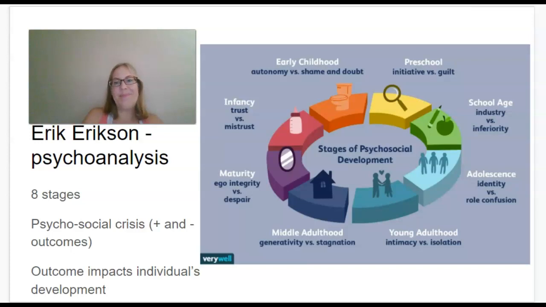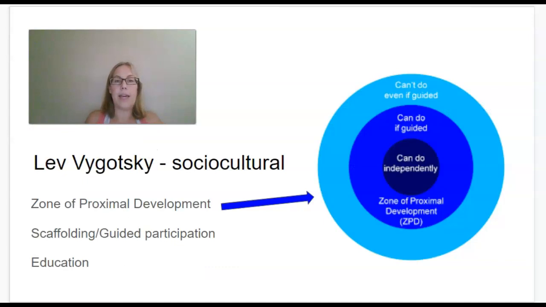Adolescence is identity. Young adulthood is building relationships. Middle adulthood is generativity versus stagnation. I look back and I start to see, what have I given to society? What have I left? How have I made my mark? How have I been generative in my community or with my family or with my work? And then our ending stage is maturity, where I feel like ego integrity is I've lived a good life, versus feeling like I haven't been fulfilled. So that's Erikson's theory. Another developmental theory is Vygotsky.